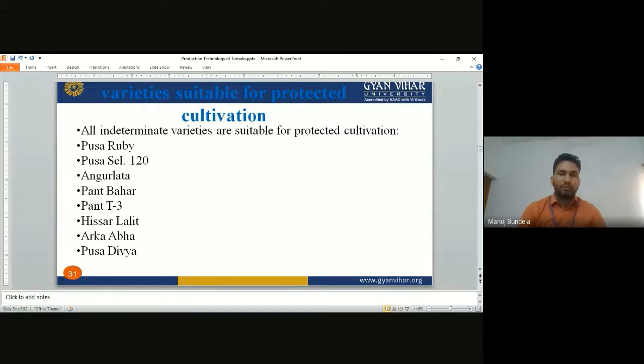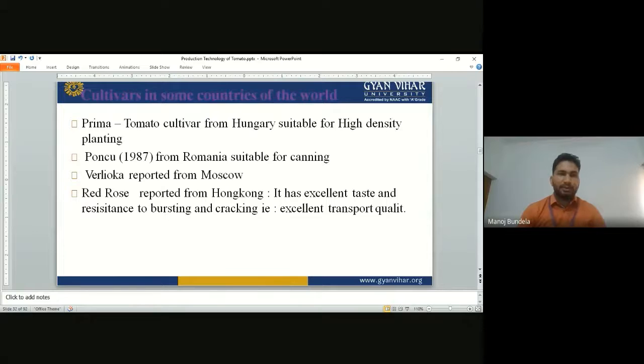Next is varieties suitable for protected cultivation. Tomato is mainly grown in greenhouse, in polyhouse, in protected structures because it will give more yield in polyhouse. As I already told you, all the indeterminate type of varieties are more suitable for growing in protected cultivation, like Kusha Ruby, Kusa Selection 120, Angur Lata, Pant Bahar, Pant T3, Vishal Lalit, Arka Abha, Kusha Divya. So these are the varieties which are mainly suitable for protected cultivation. They are indeterminate and determinate type of varieties.